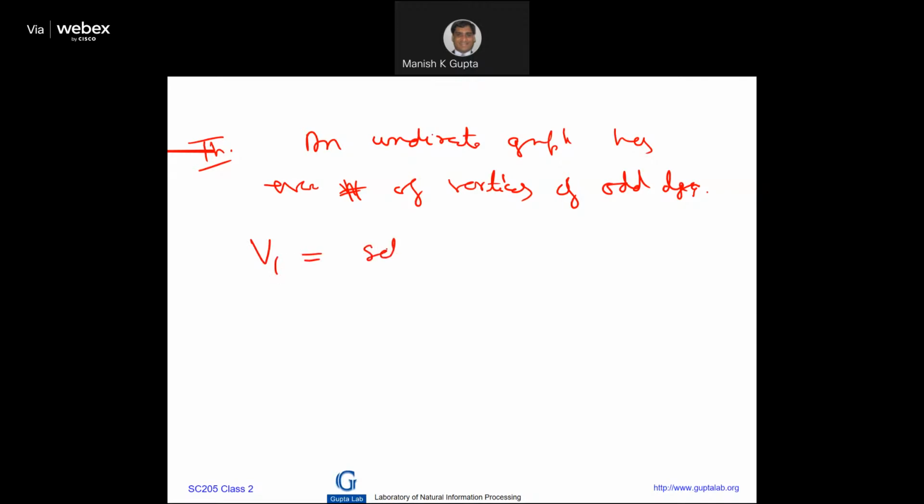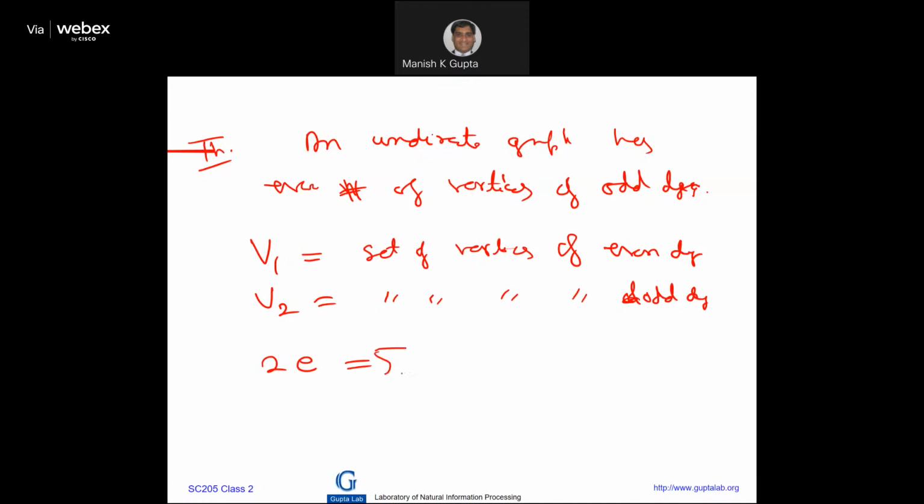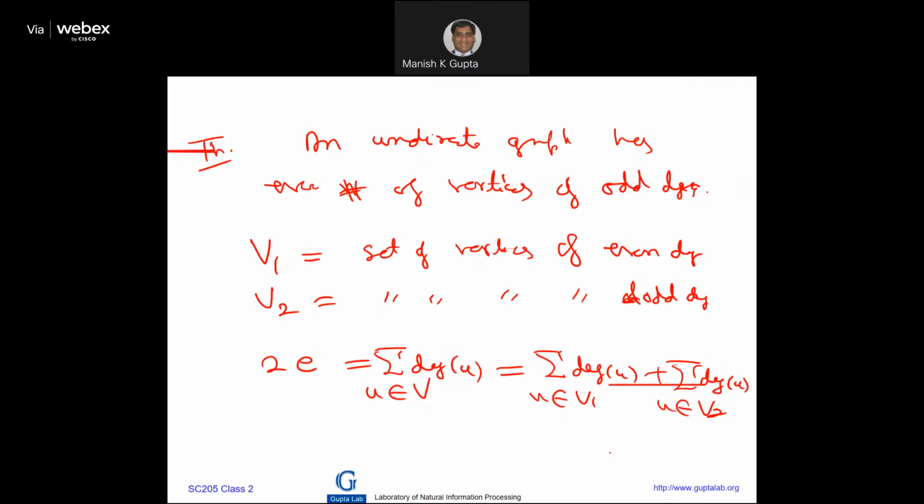If V1 is the set of vertices of even degree and V2 is the set of vertices of odd degree, then by the previous theorem, 2 times E is equal to the summation over U belongs to V of degree of U. I can expand this: sigma U belongs to V1, degree of U, plus sigma U belongs to V2, degree of U. Okay.